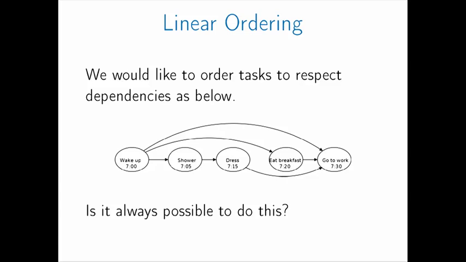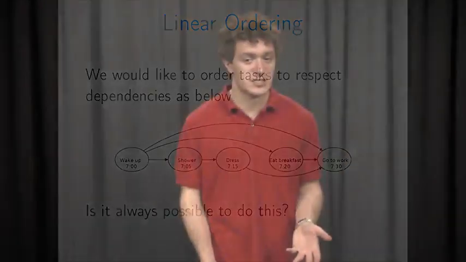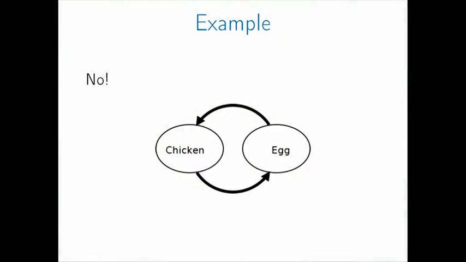And so if we have one of these dependency graphs, we'd like to linearly order the vertices to respect these dependencies. Now, one thing to ask is, is it always possible to do this? And it turns out the answer is no. The best counterexample is the following chicken and egg problem. The point is that you need a chicken in order to lay eggs, and you need eggs to hatch chickens. And so you can't put them in some order where one of them comes first.